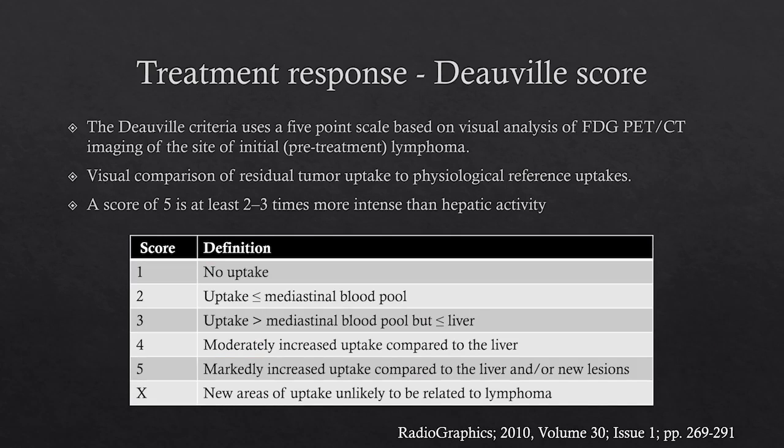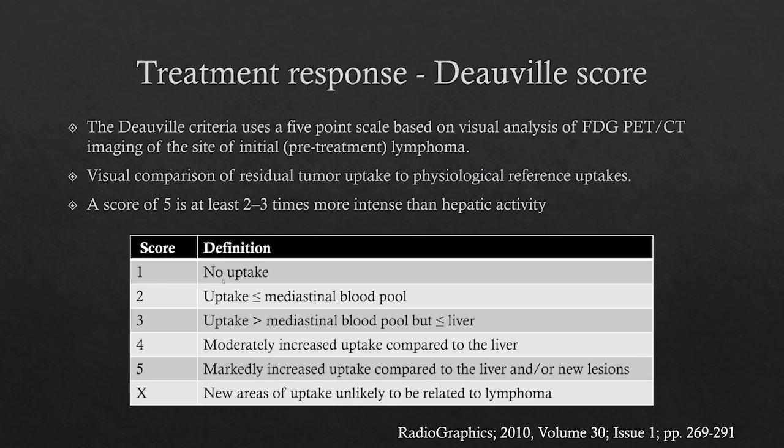Moving on to treatment response, we'll start with the Deauville score, which is a visual analysis of FDG uptake and uses a 5-point scale to interpret the uptake for treatment response. You want to make sure you have a pre-treatment scan, because that's what you use to compare on follow-up imaging to see if there's a response.